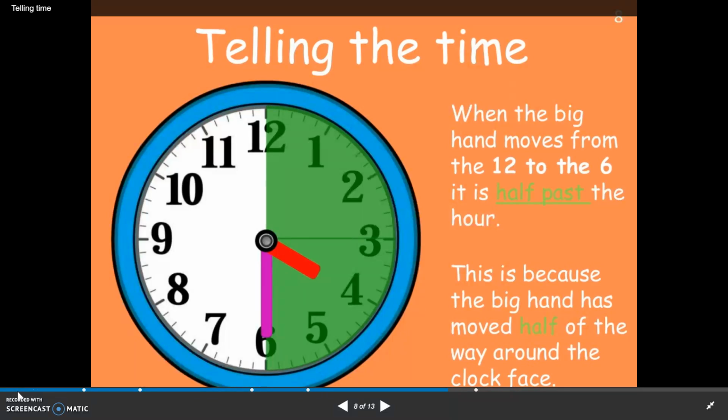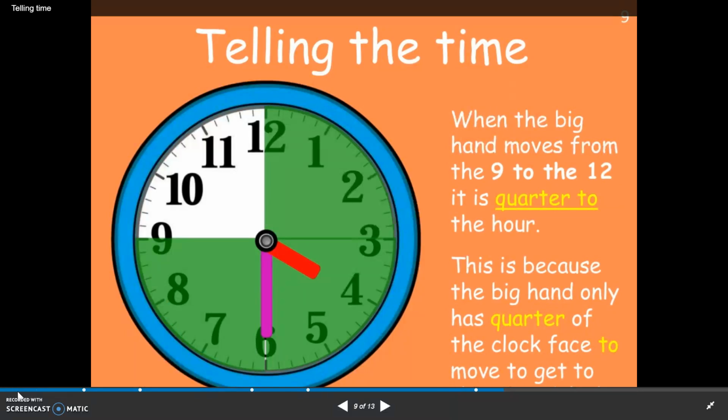And then this is a half past, like I just said, and this is when it moves from the 12 to the 6. So you can see this because it truly is half the clock. It looks like it's divided up into 2 equal sections. And this is a quarter to, like I was talking about. This is when the big hand moves from the 9 to the 12. It is a quarter to the hour.